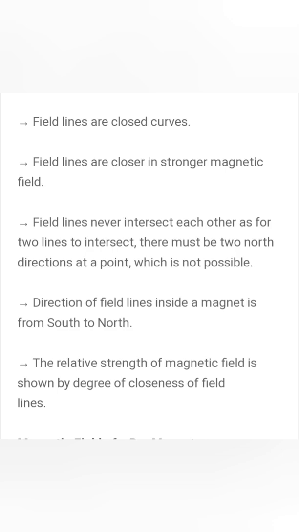The direction of the field lines inside the magnet is from south to north, and outside the magnet is from north to south. The relative strength of the magnetic field is shown by the degree of closeness. Wherever the field lines are close, the magnetic field is strong.